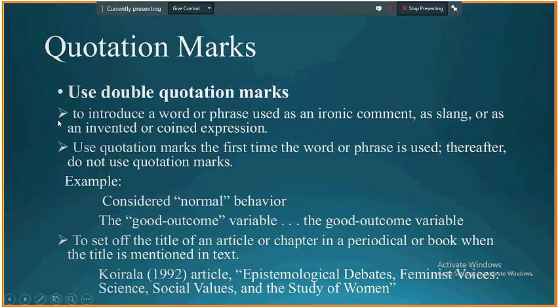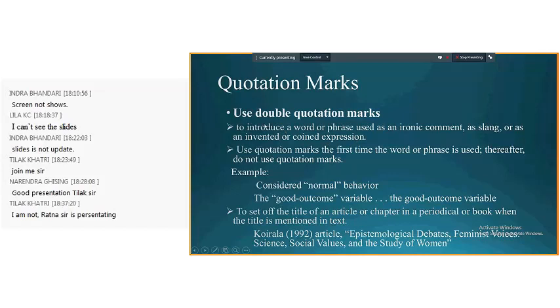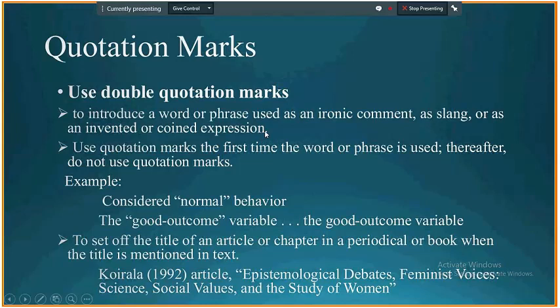For example, the first rule is to introduce a word or phrase used as an ironic comment, as slang, or as an invented or coined expression. We use double quotation marks here to introduce a word or phrase used as an ironic comment, or as slang, or an invented or coined expression, meaning any expression of a particular person and that person's view. In that case, we use double quotation marks.